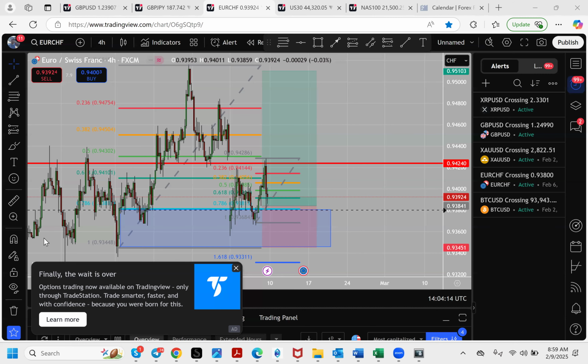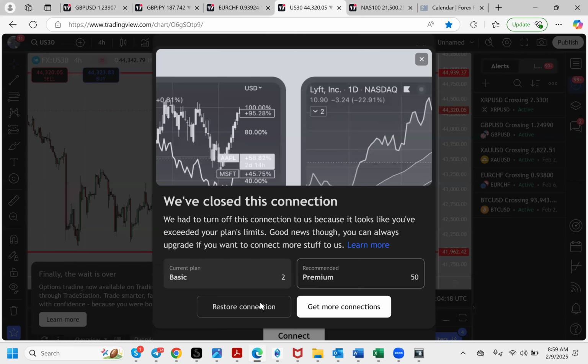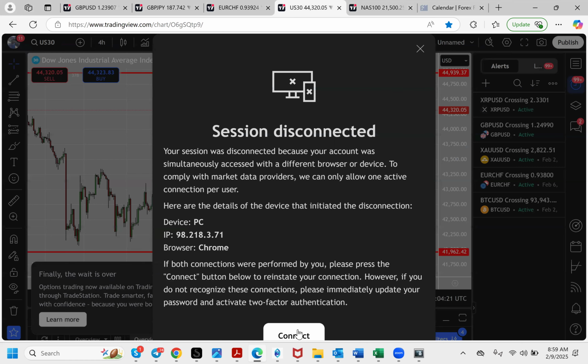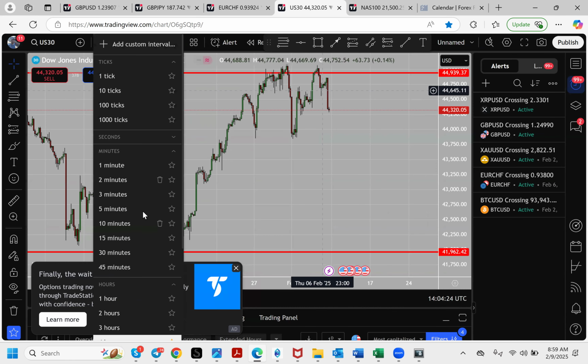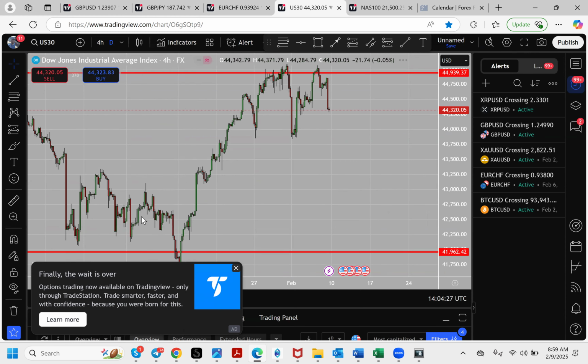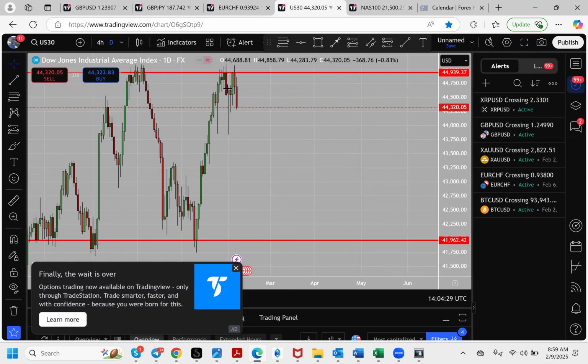And now let's look at US 30. So this is gonna mostly depend on the New York session based on the heavy news this week. So this is our chart. Let's go to the daily to see what's going on. Obviously, we're creating this structure pattern here where it looks like we potentially might be coming downwards just based off the structure as is.